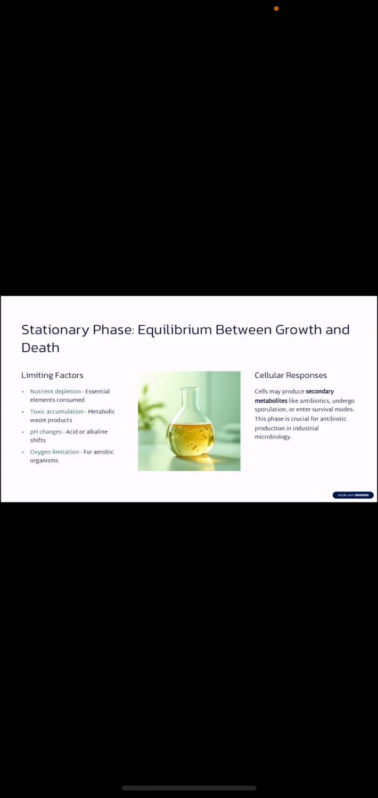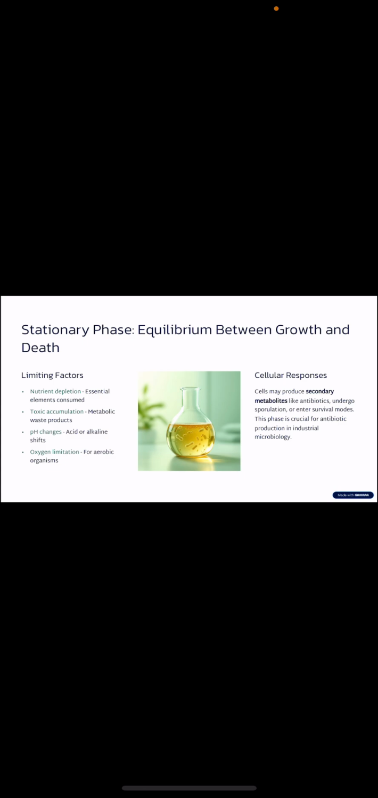Stationary phase: equilibrium between growth and death. What is happening at a stationary phase? As I told you, the nutrients run out at this phase and waste builds up. But what else is happening at this phase? Can anybody explain what else happens at this phase? So the limiting factors: nutrient depletion, essential elements consumed; toxic accumulation, metabolic waste products; pH changes, acidic to alkaline shifts; oxygen limitations for aerobic organisms.